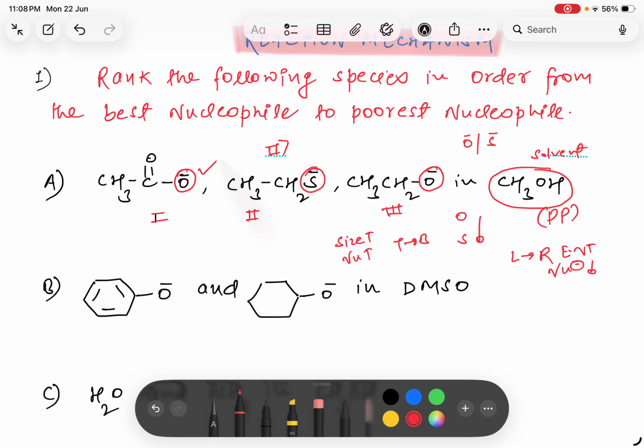And now they both are negative, so same donor atom, both have oxygen. Now the next thing is resonance. This one is without resonance, this one is in resonance, you can see. So resonance decreases the nucleophilicity. So second, third, and then first. So it would be the correct order.